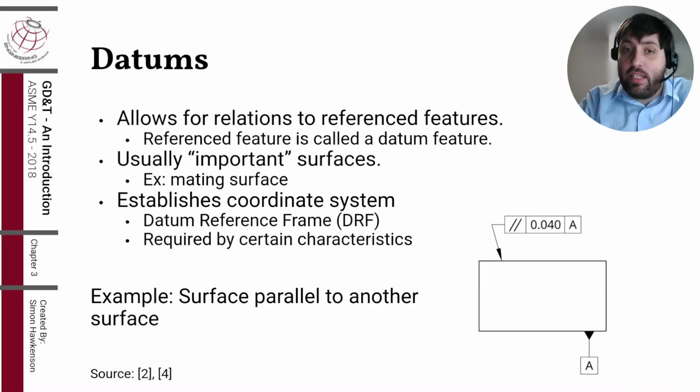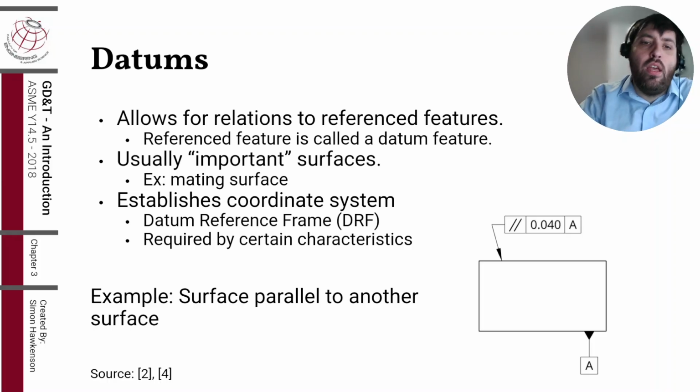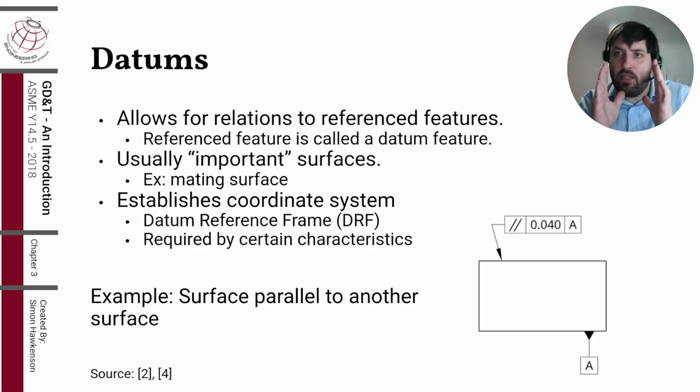For now, let's look at an example that doesn't require a datum reference frame, or perhaps you could say it requires a partial DRF. For now, we'll just say it doesn't require a DRF. The parallel characteristic is a really easy one to understand. We all know what parallelism is. We know what two parallel surfaces look like. They never intersect.